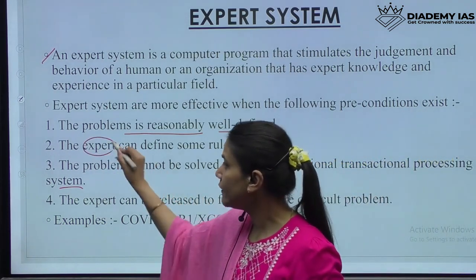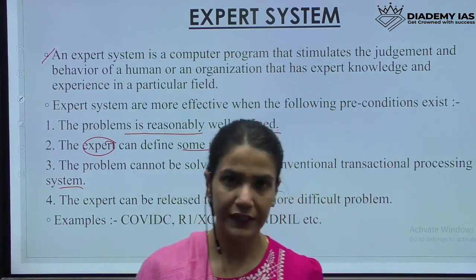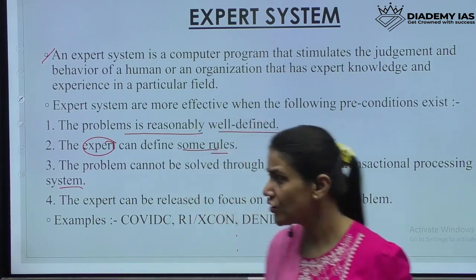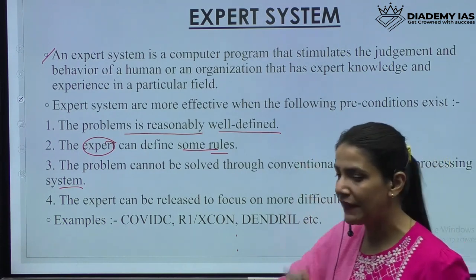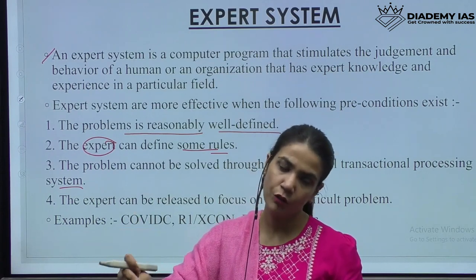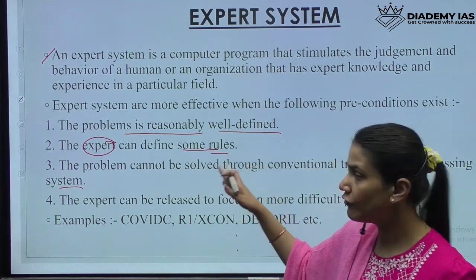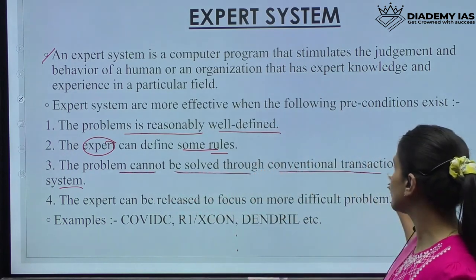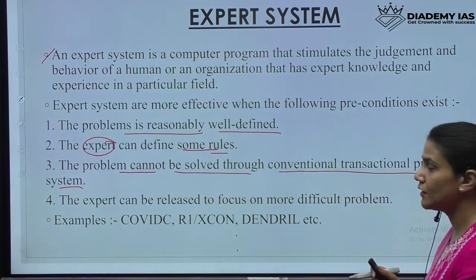Then the expert can define certain rules. You cannot just use all the knowledge base or all the database that you have available from the experts who have been providing you the domain knowledge. So definitely there are certain conditions and rules applied that, okay, depending upon this problem, only this particular knowledge will be used, right? So that is from the aspect of the conditioning of the rules. Then the third part is the problem cannot be solved through a conventional transactional processing system.